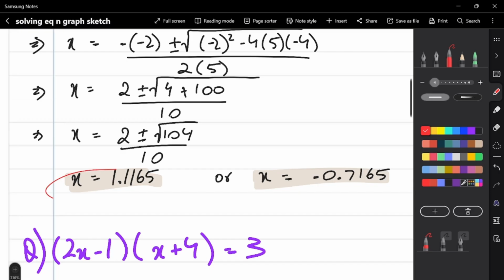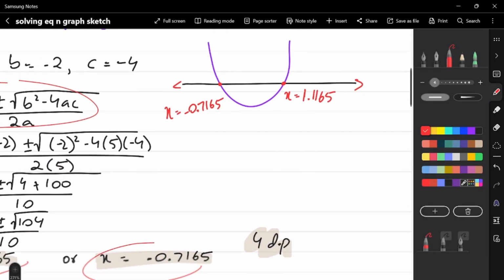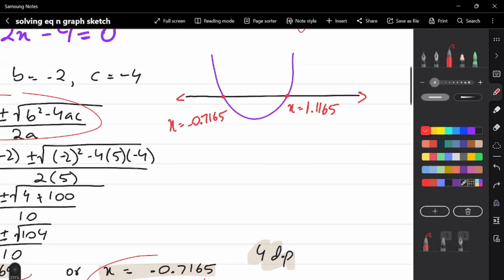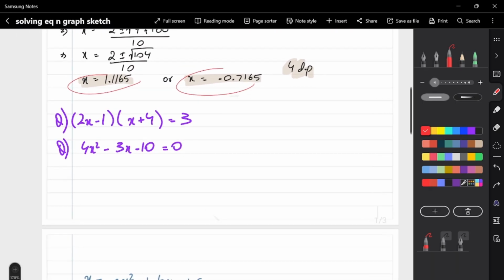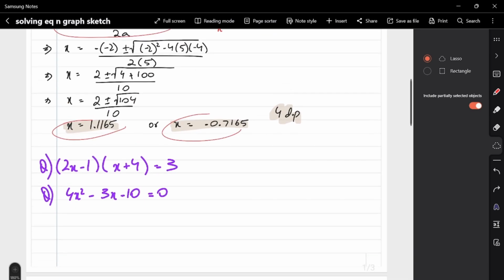These are the x-intercepts for this question, and this is the number line over here, and this is where the curve cuts the x-axis. It cuts the x-axis at the points minus 0.7165 and 1.1165. Now these are two more questions. If you guys like to solve them, you can. I'll be solving the first one, so let me just drag this down.